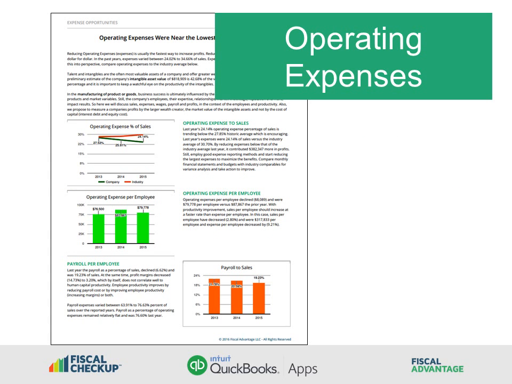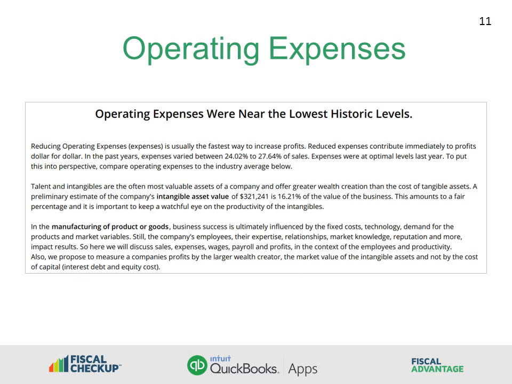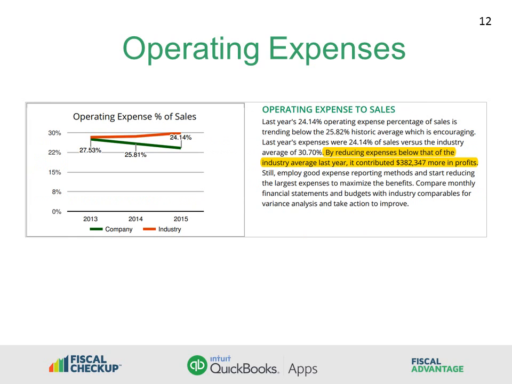Page 3 is a review of the operating expenses. This section of the report starts with a narrative explaining the significant importance of controlling operating expenses for all companies. The first graph shows the company trend in green and the industry trend in red. The narrative tells the business how much profits have been impacted, positively or negatively, by the performance of the company.